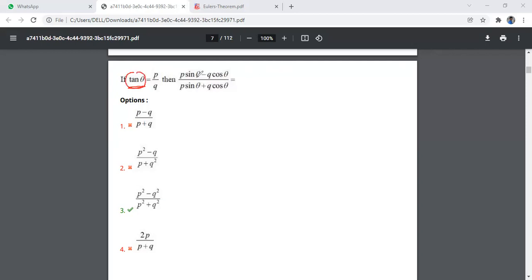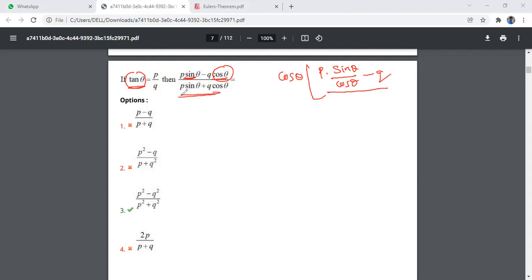So simple, from here, if you take cos theta common from the numerator, it will become p into sin theta by cos theta. Why I am writing by cos theta is because for this term we don't have the cos theta, that's why I'm writing it in the denominator, minus q. I already took the cos theta common, so it will be like this only. This is the numerator part.